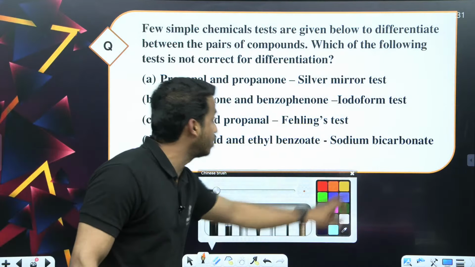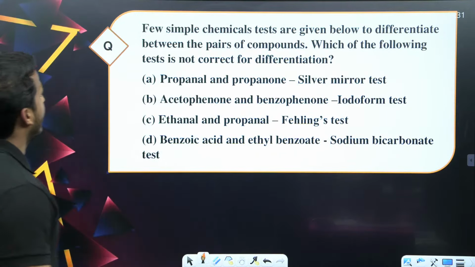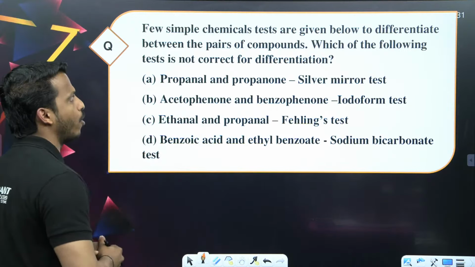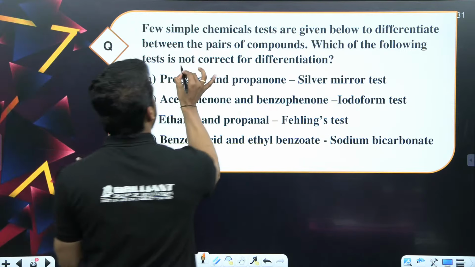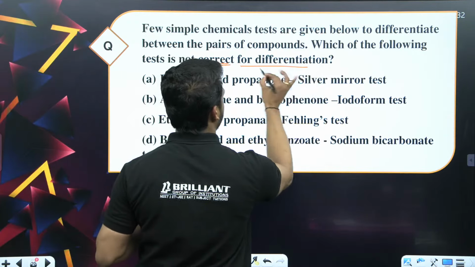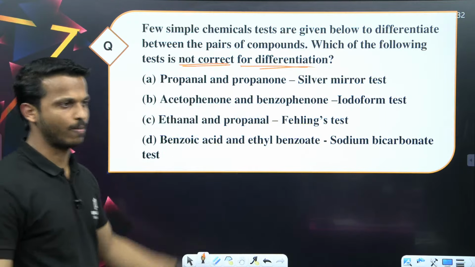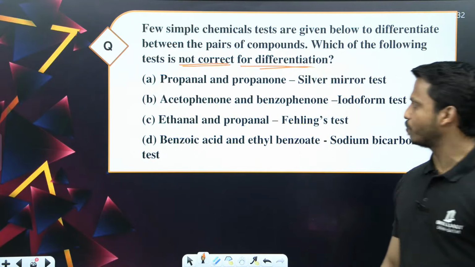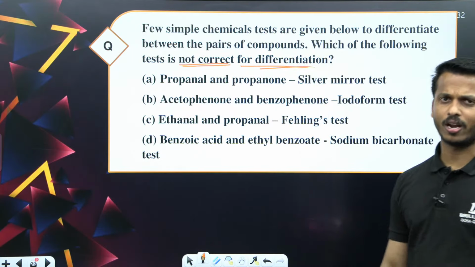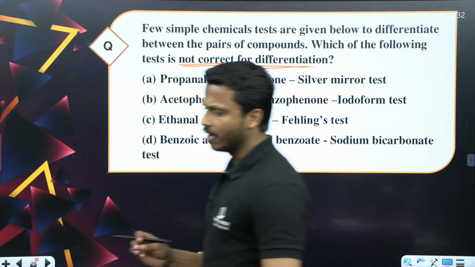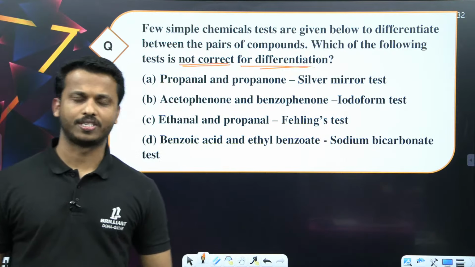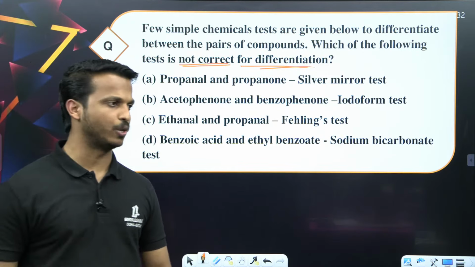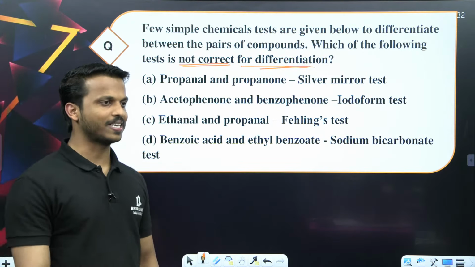Here we have another question. A few simple chemical tests are given below to differentiate between the pair of compounds. Which of the following tests is not correct for differentiation? Which is a mismatched one? Come on, find. Regarding distinguishing tests, definitely there will be some question, because in the aldehyde ketone chapter many distinguishing tests are there. I think answers are ready.